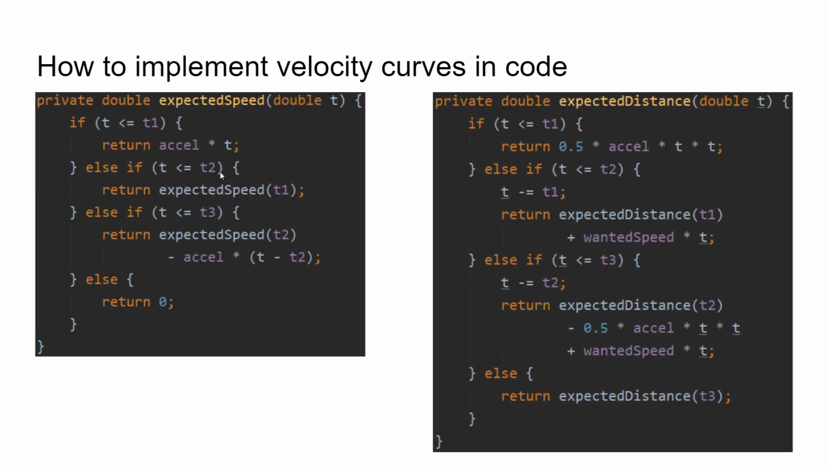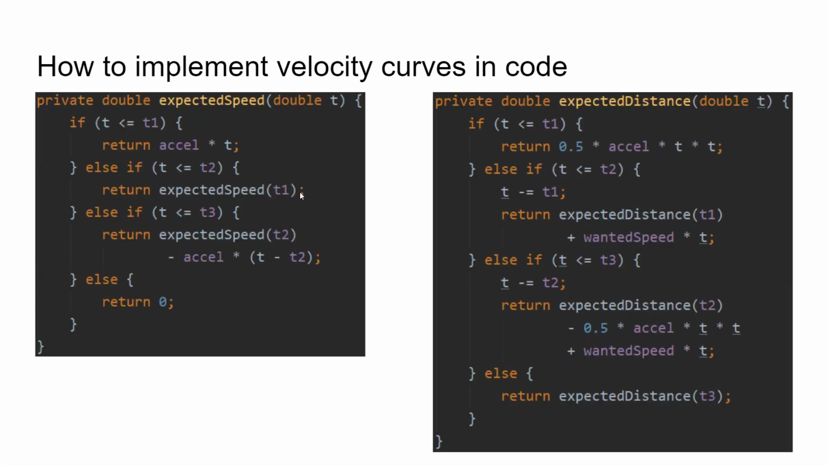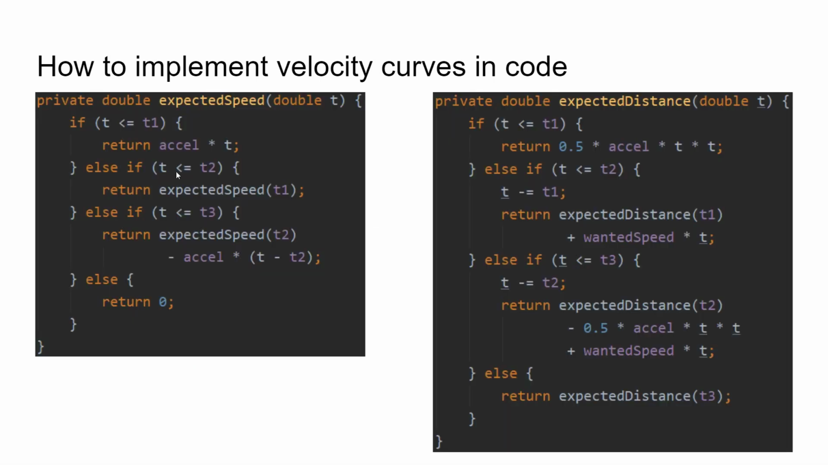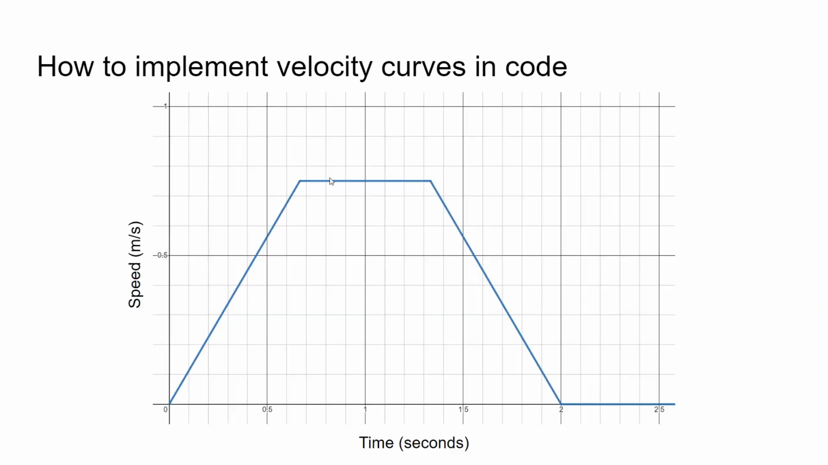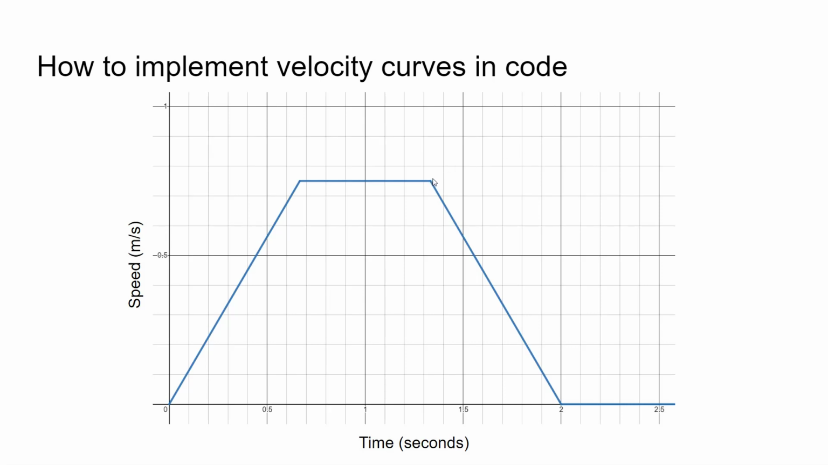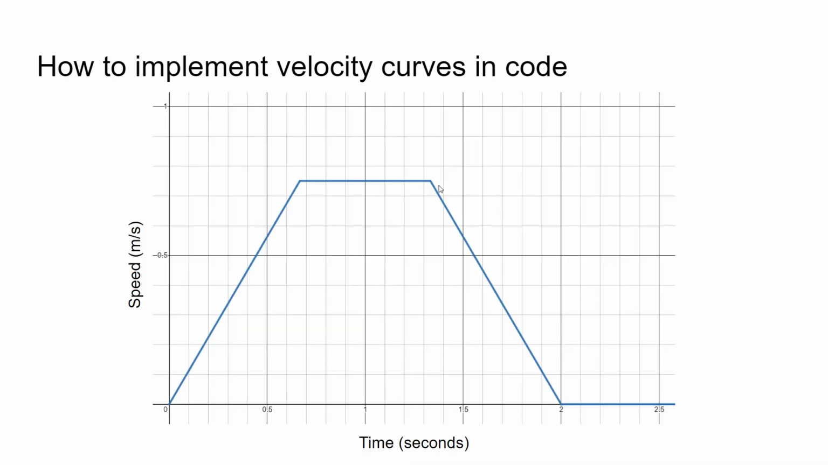Then in the next section here, this is the flat top part of the trapezoid, and that's just expected speed of t1. So that's where we left off in the previous section, right? And that's just constant the whole time because it's flat. And then we get to else if t is less than or equal to t3, and we have expected speed at the end of t2. So that's where we ended off right here, minus accel times t minus t2. So minus accel is because we're now decelerating down to 0.